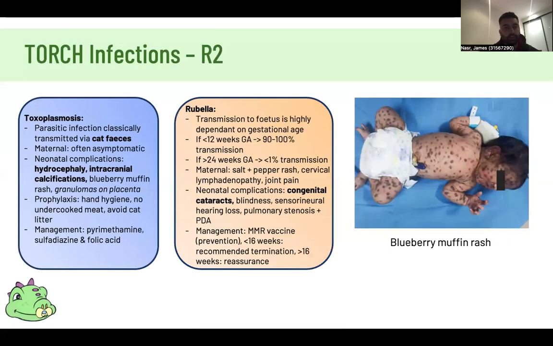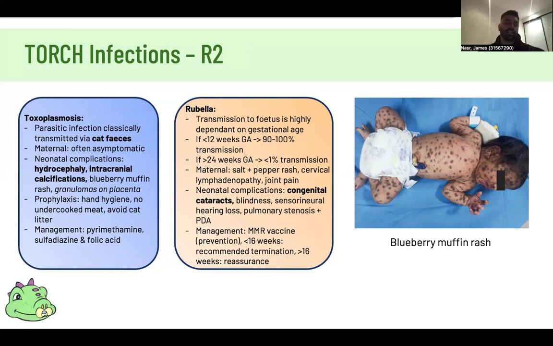Cool. So moving on to an R2, TORCH infections. This is an R2, but I think it is quite important and it can be very examinable. So your T is for toxoplasmosis. So that is classically transmitted via cat feces. So that is a bit of a buzzword, and it's a parasitic infection. Maternal presentation is often asymptomatic, so they normally won't know that they have it.